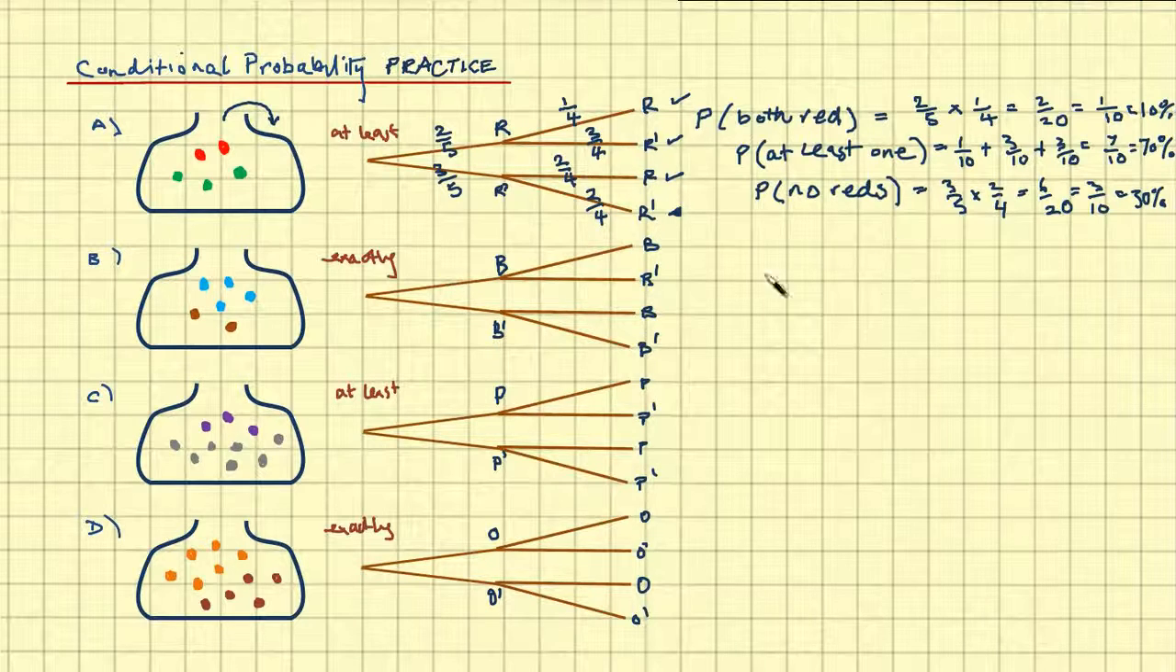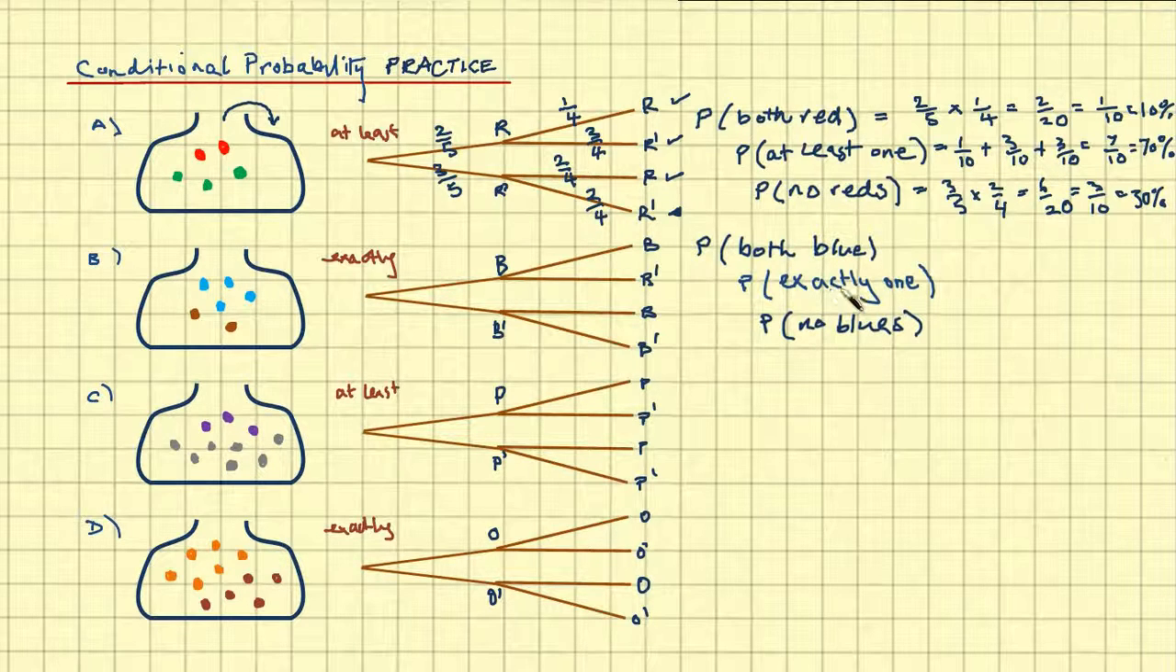Okay, so first of all we've got to create our problems. So we've got the probability of both blue, probability of exactly one blue, and probability of no blues at all. So probability of both blue, well, we'll go to our tree diagram, start filling in our fractions. So we've got 4 out of 6. And that means not picking blue is going to be these 2 browns here, so 2 out of 6.